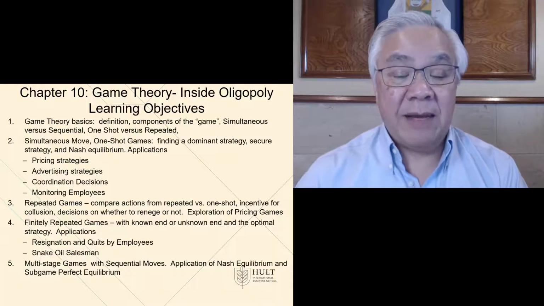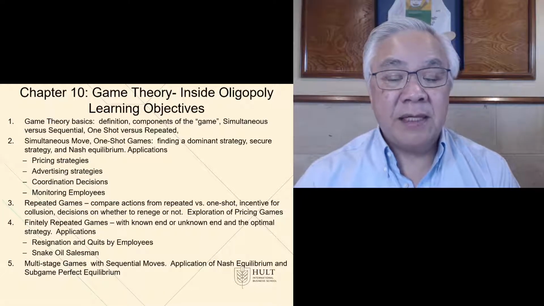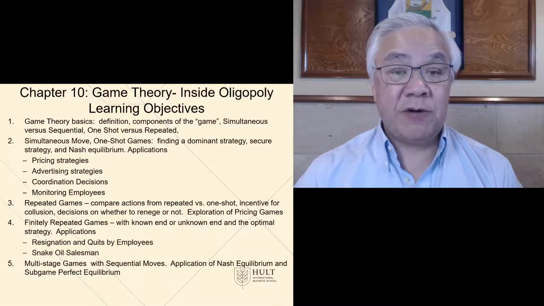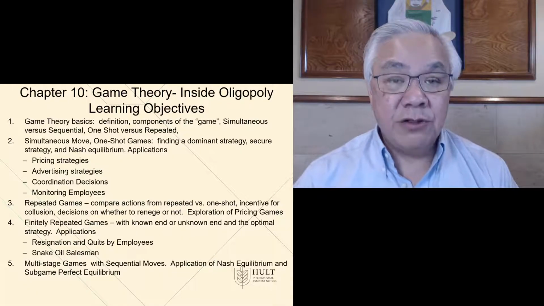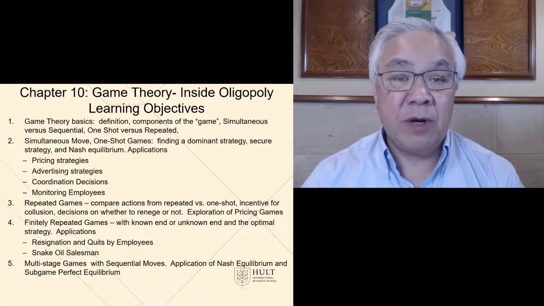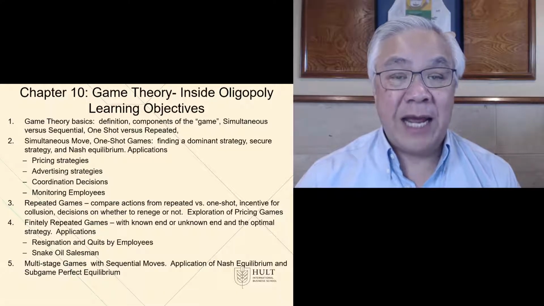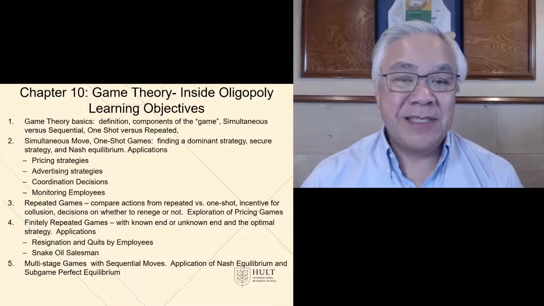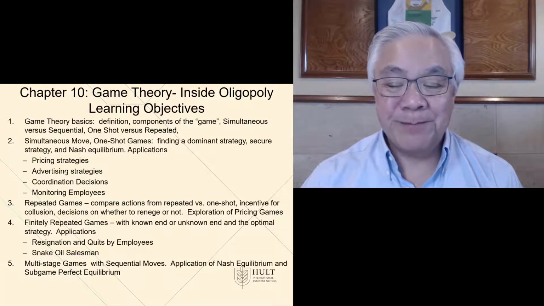Then we'll look at repeated games, where we compare a repeated versus a one-shot game. And there are incentives for collusion in this regard. So we'll look at collusion and the thinking behind whether to collude or to renege. And there is a calculation that we can do to help people decide if they should cheat or renege.